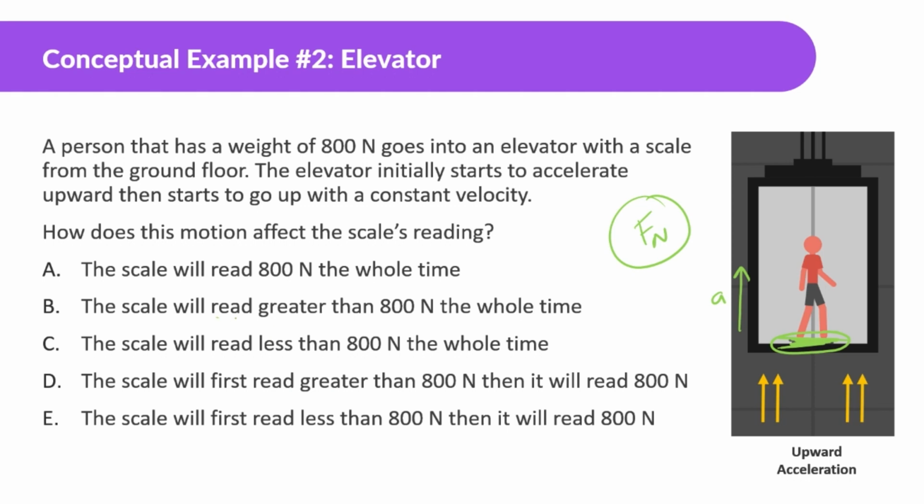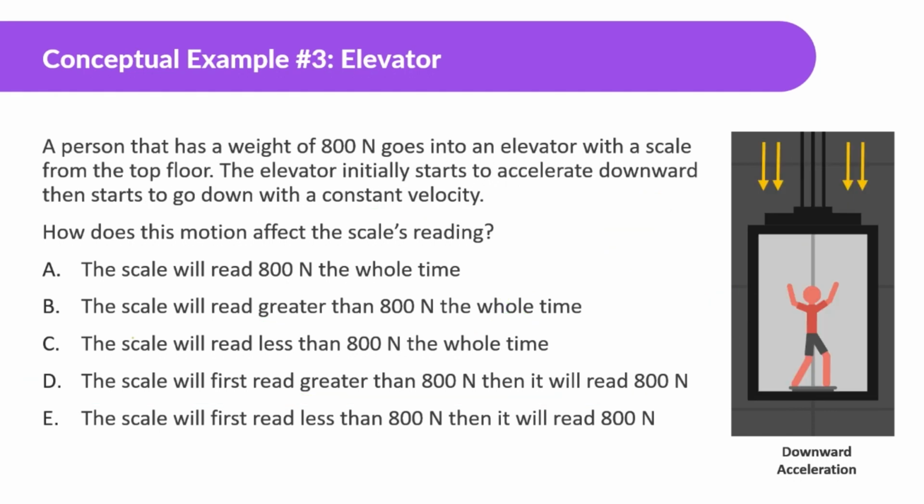And since the normal force increases here, the scale is going to read greater. But when it starts to travel with a constant velocity after it's done accelerating, there's no longer any acceleration, and that means it will read 800 newtons after. So it won't be the whole time. While it's accelerating, it will be more than 800. Then it will go back to 800 because it's no longer accelerating. Okay. All right, moving on.